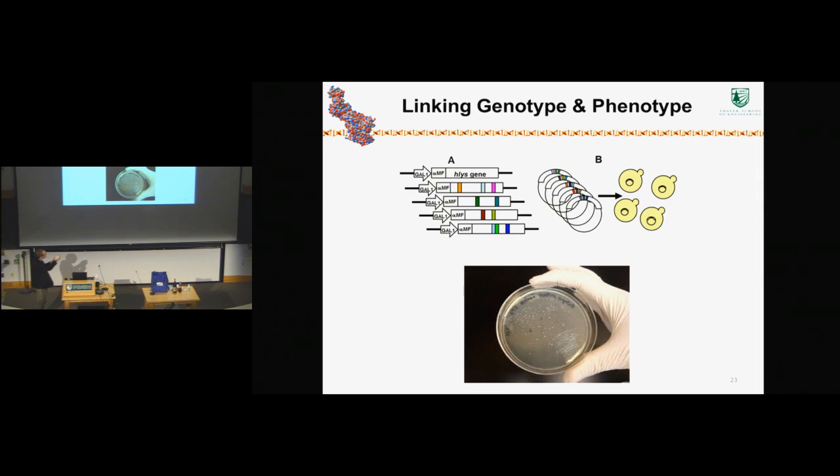So inside this dot, we have many, many yeast, and they're all exact genetic clones of each other. So all of the yeast in this particular white dot are producing exactly the same type of lysozyme, and it's only one of the lysozymes that was encoded in our original library. So this is the idea of tying genotype to phenotype. We actually use biology to do that.